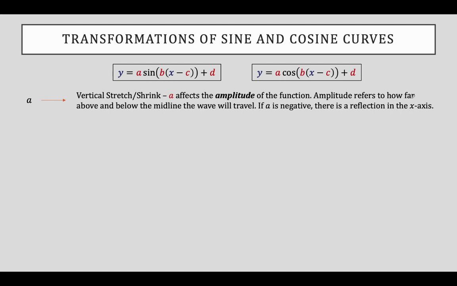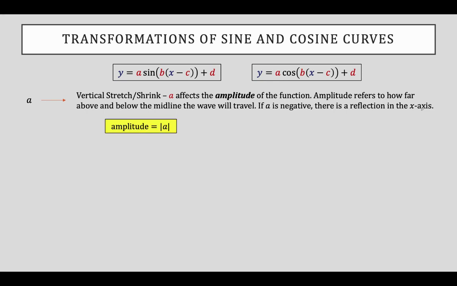Amplitude refers to how far above and below the midline the wave will travel. And the midline of the graph is simply the horizontal line that goes through the middle of our sine or cosine function, okay? The midline for each one of our parent functions is just the x-axis, right? It splits that graph right down the middle. One thing to make note of: if a is negative, there is a reflection in the x-axis as well. So, a determines the amplitude.